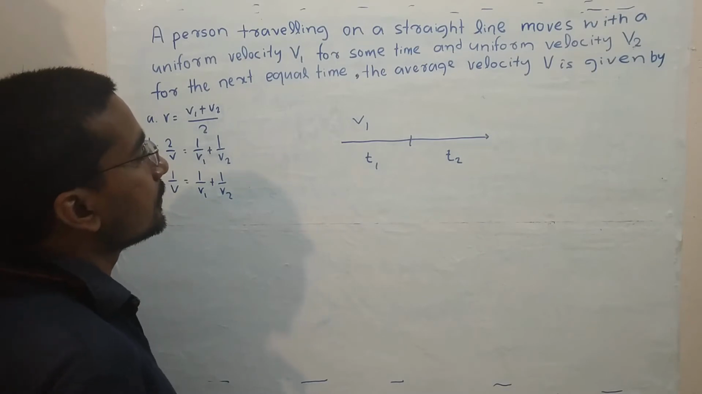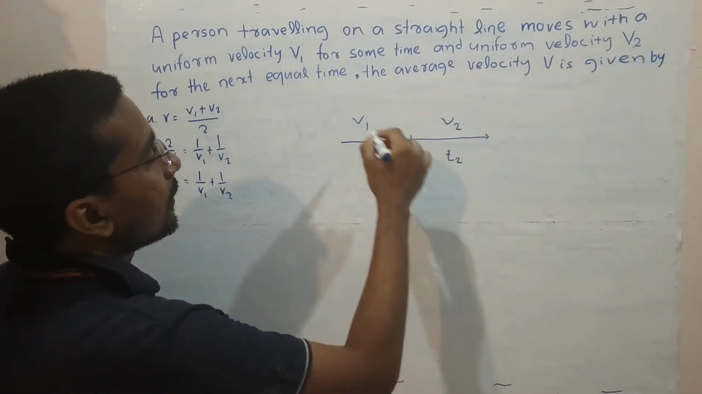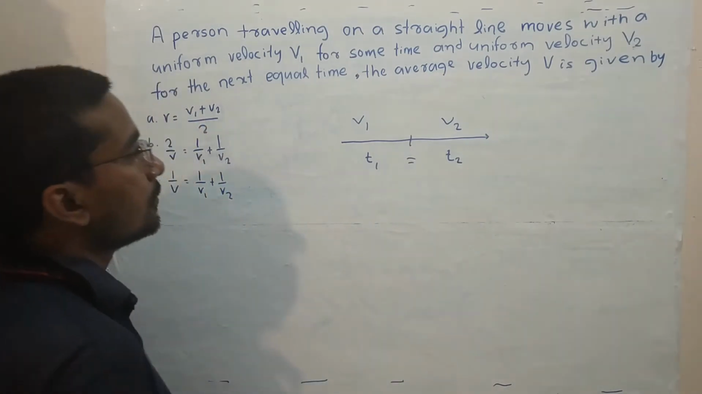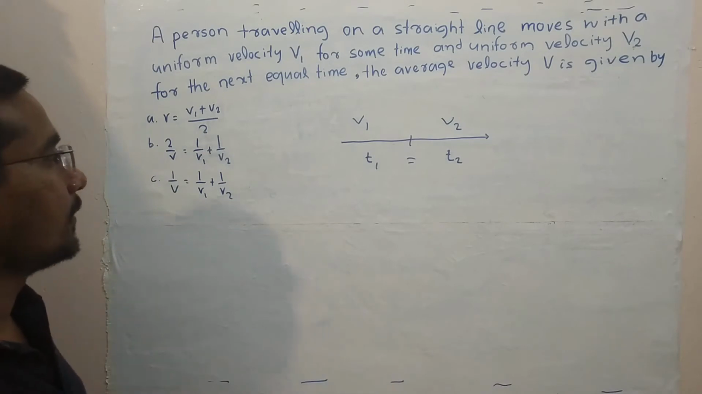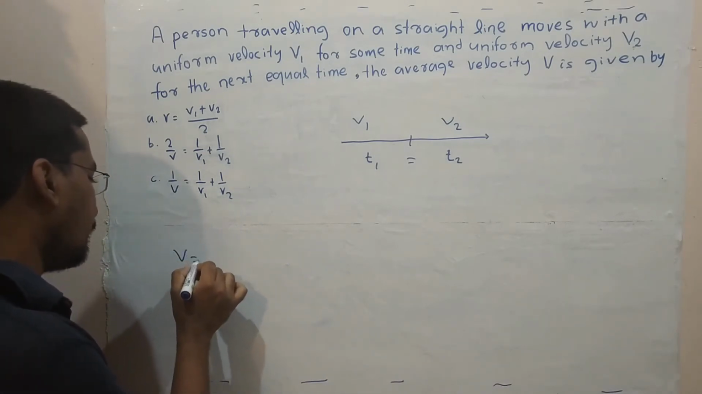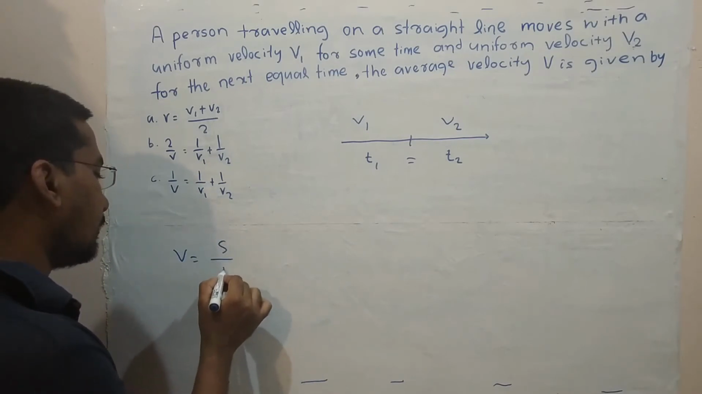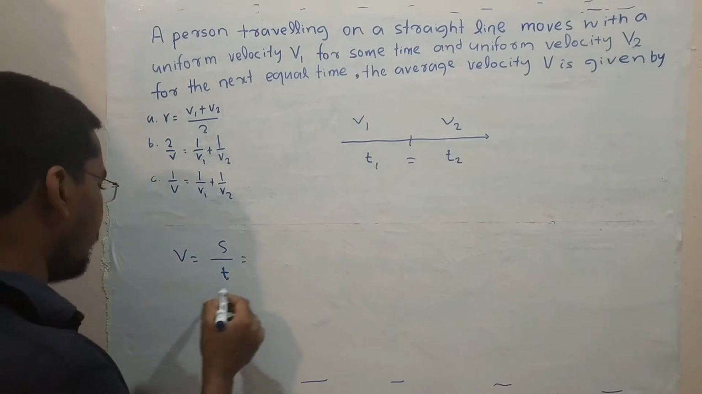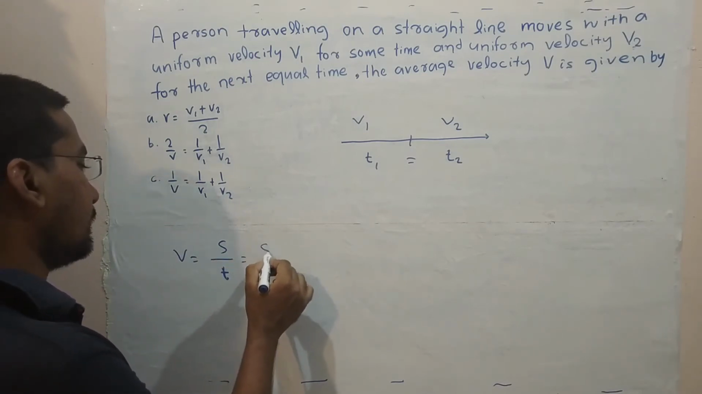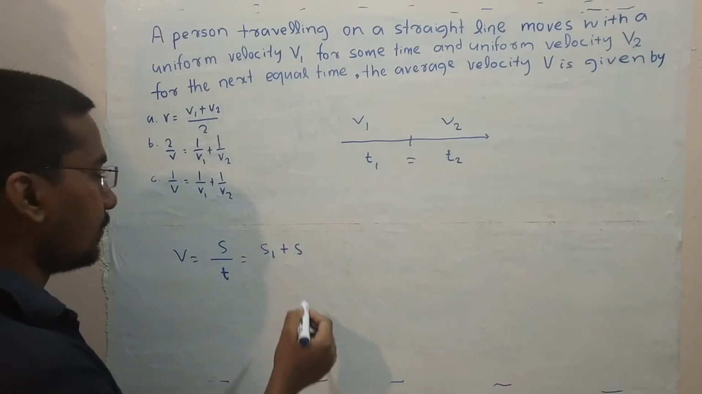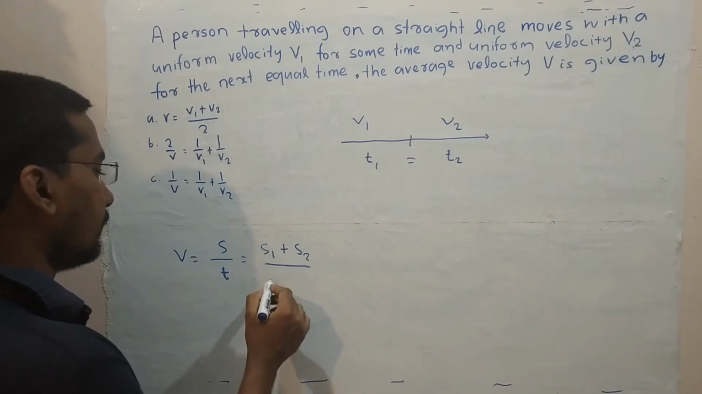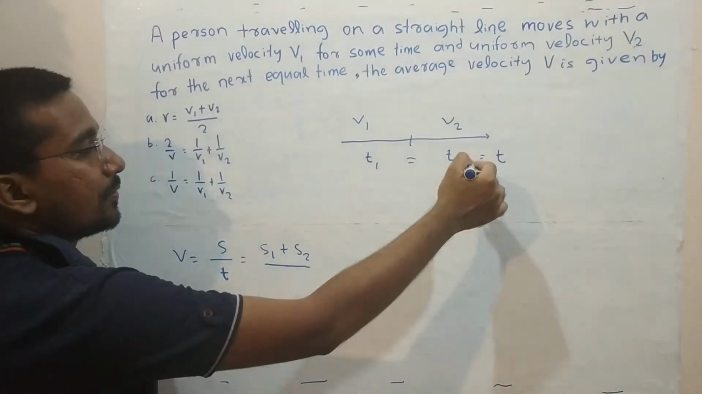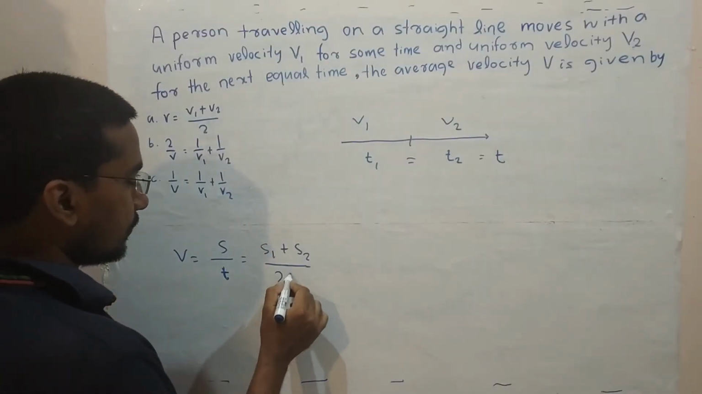The average velocity v is given by, let's say in time t1 it is v1, in time t2 it is v2. But t1 equals t2, it is given. So average velocity, what is velocity? Velocity equals total distance, s, by total time. So here, if in v1 it goes s1 plus in v2 it goes s2, by total time t1 plus t2. Let's say t1 equals t2, for simplicity we take t, so it will be 2t.